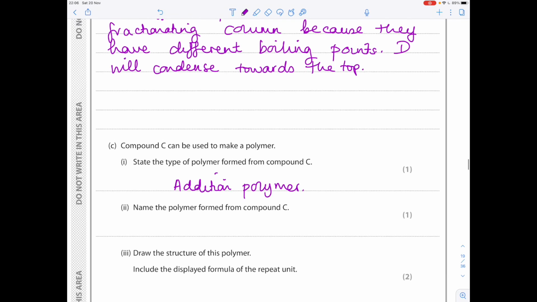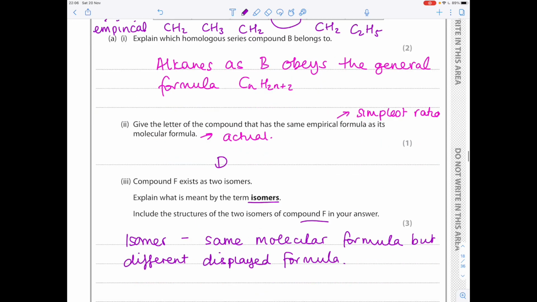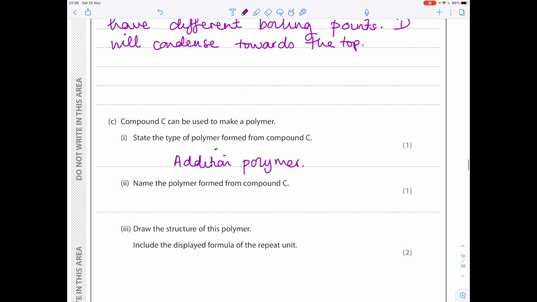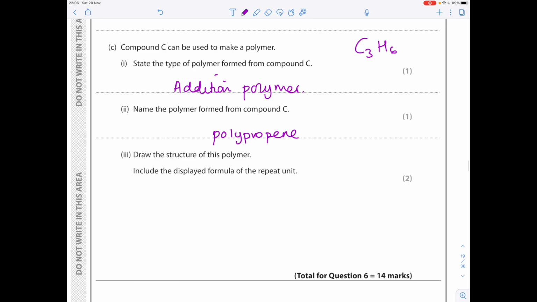Name the polymer formed from compound C. So which alkene was it? C3H6. So C3H6, remember, is propene. So it must be polypropene because to turn it into a plastic, remember, we add poly to the front of its name.